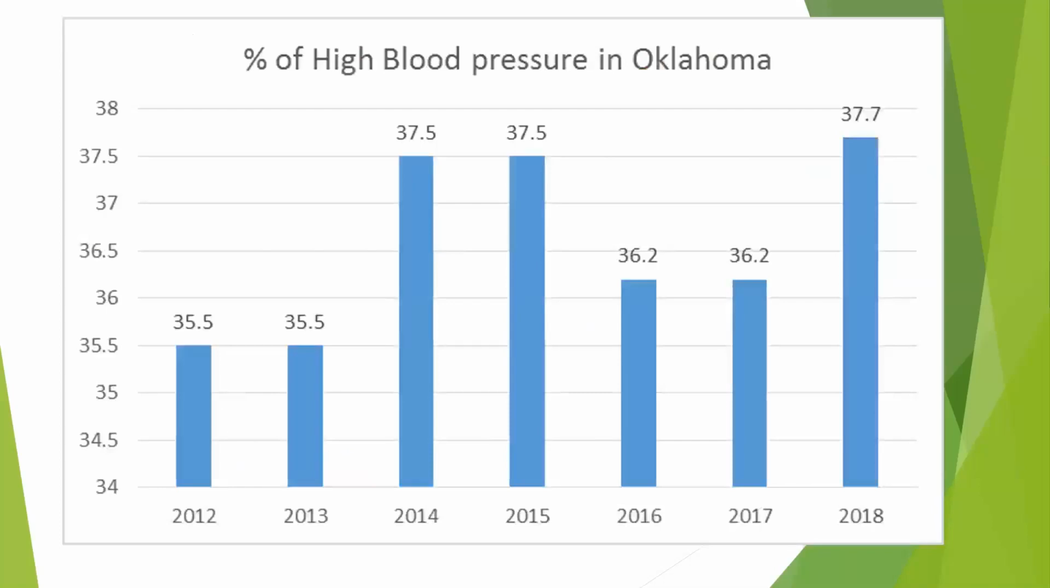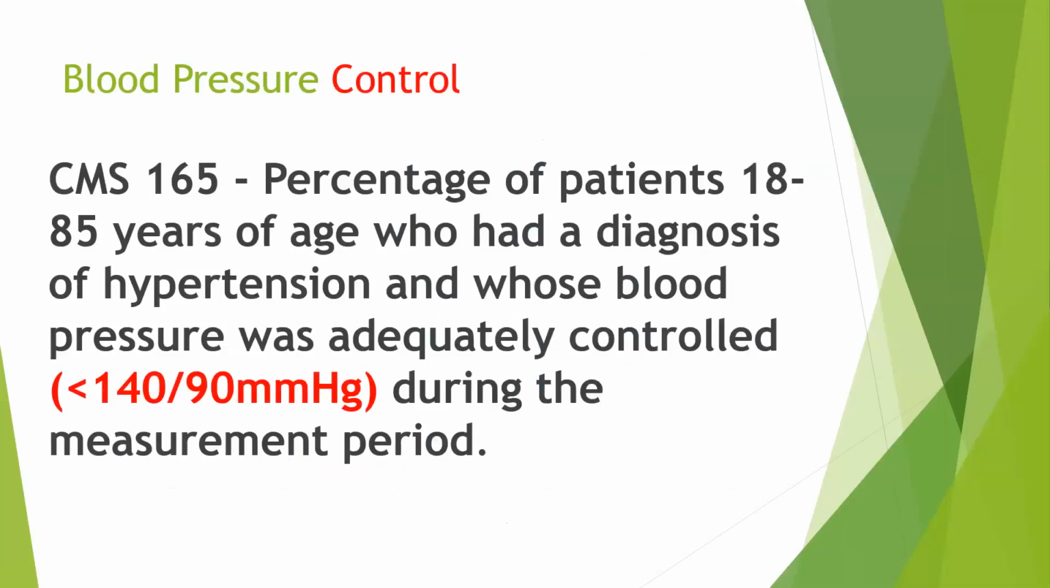Here's just a graph that shows those trends over time on what has happened in these reports of patients who've been told they have high blood pressure in our state. I want to go back and focus on that word control so that we know what we're talking about: that blood pressure metric needs to be less than 140/90.